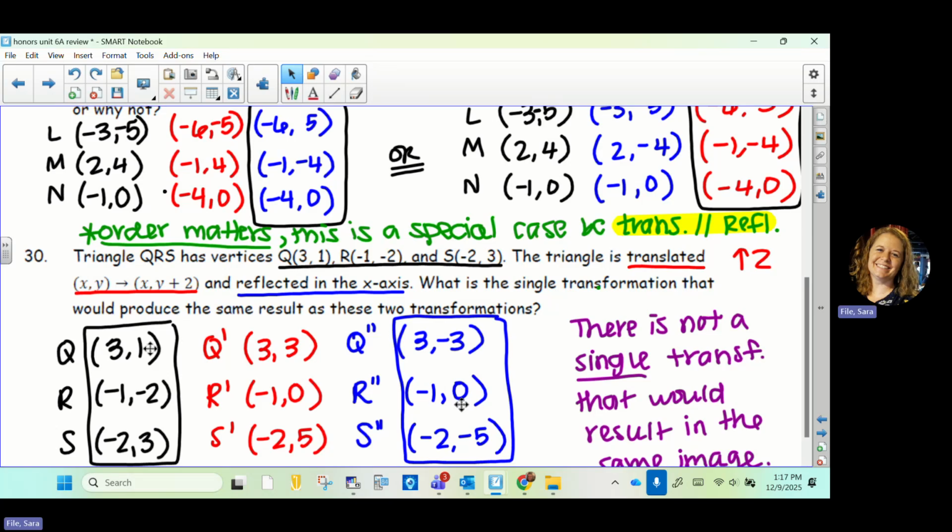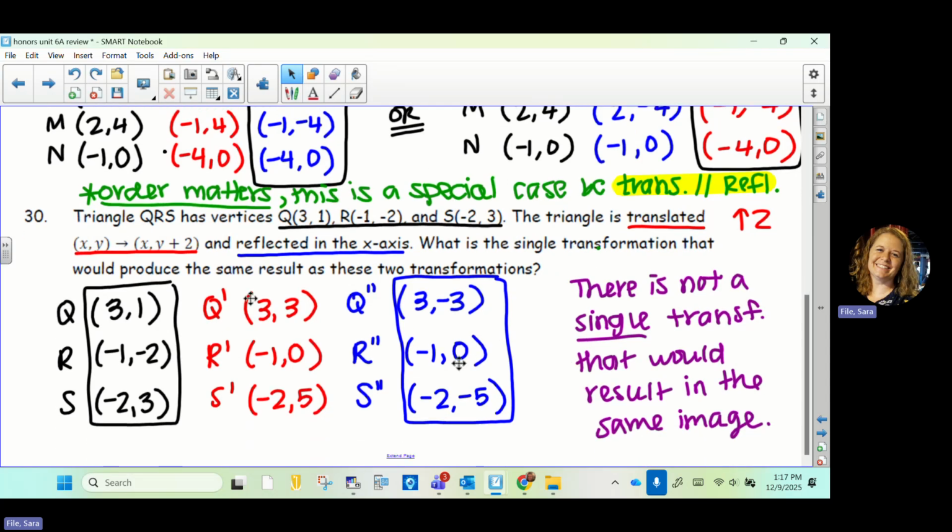Okay, and then I look again. I'm like, okay, what else? It's not just a simple sign change. So it's not switching the X or Y. So it's not a rotation or a reflection. What about a dilation? If I multiply 1 times -3, that would get me -3, right? But if I multiply -2 times -3, does that get me 0? No, so that doesn't work either. So there is not a single transformation that would give you this same result in one fell swoop. It has to be a composite. Does that make sense? Okay.